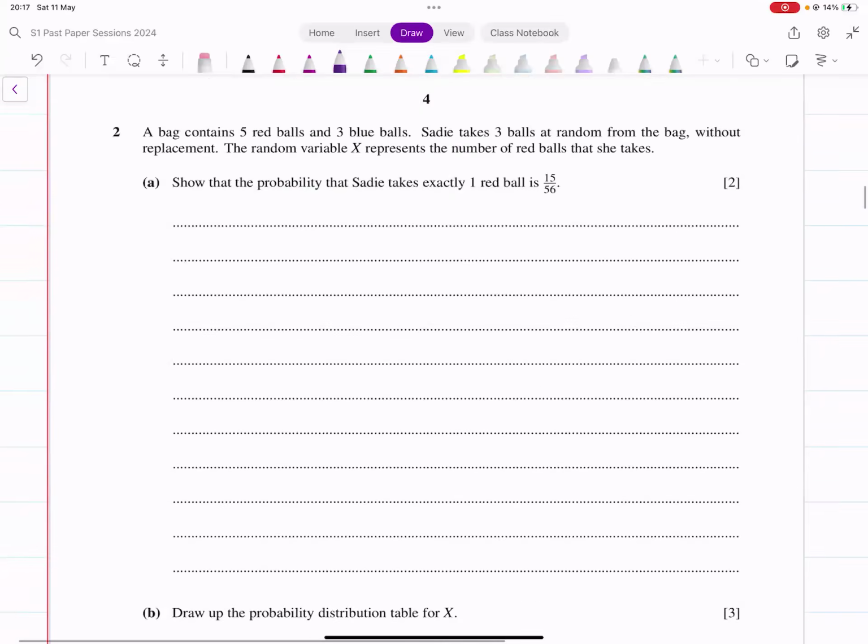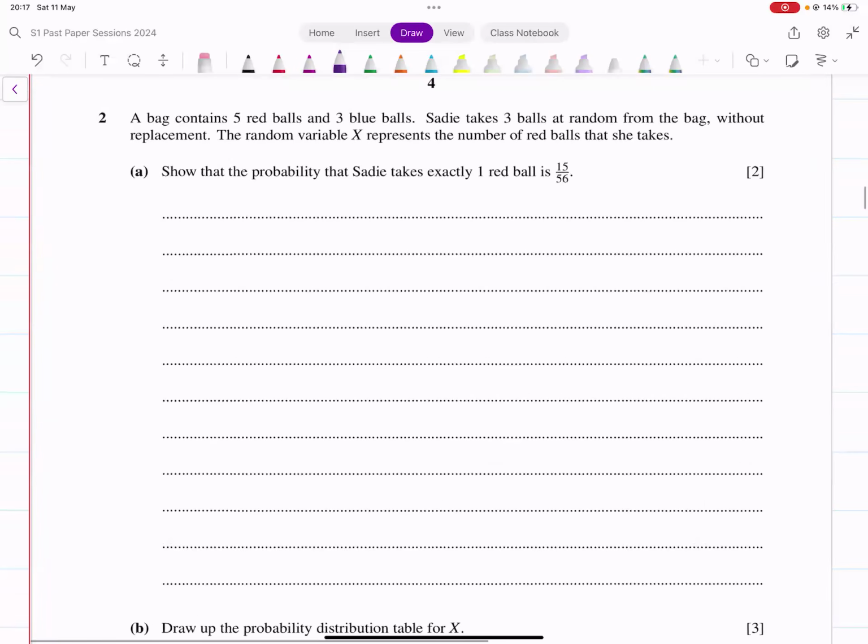Okay, so let's have a look at this. Question number 2 from this paper. That's the first one that you want me to discuss. Okay, so it says a bag contains 5 red balls and 3 blue balls. 5 red balls, 3 blue balls.